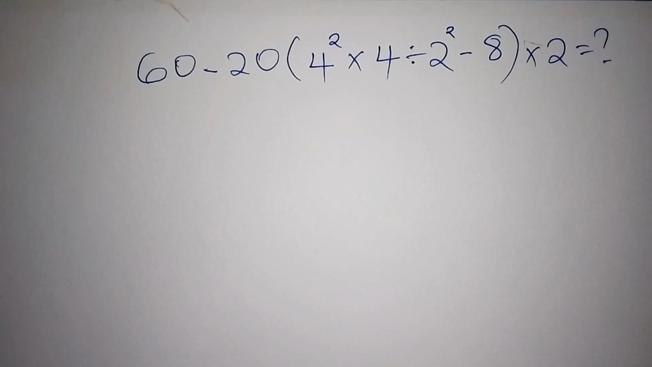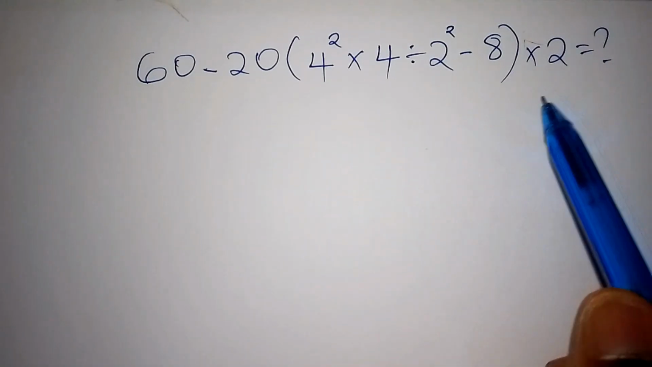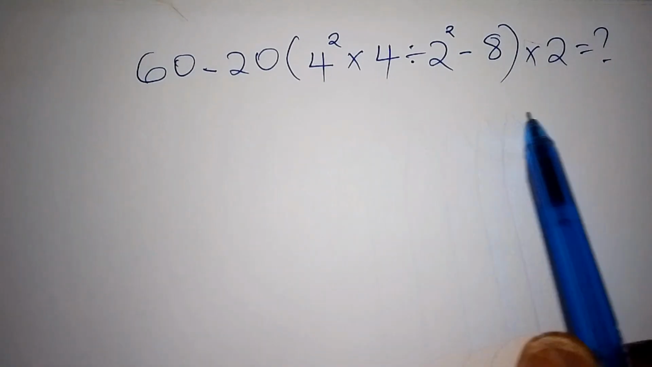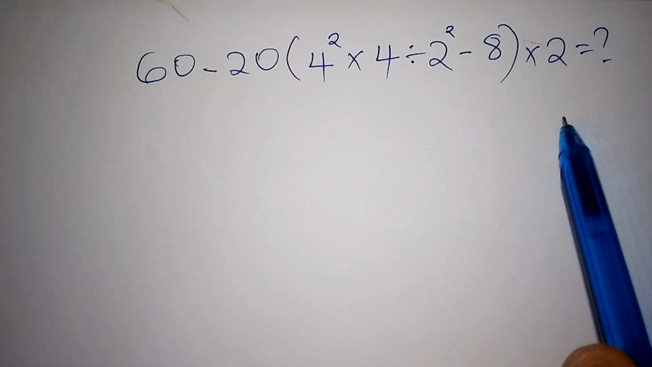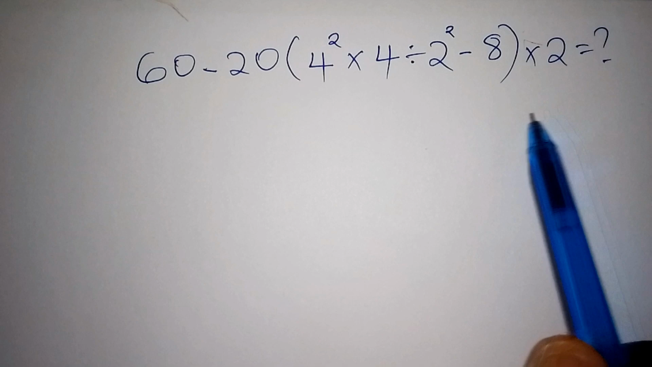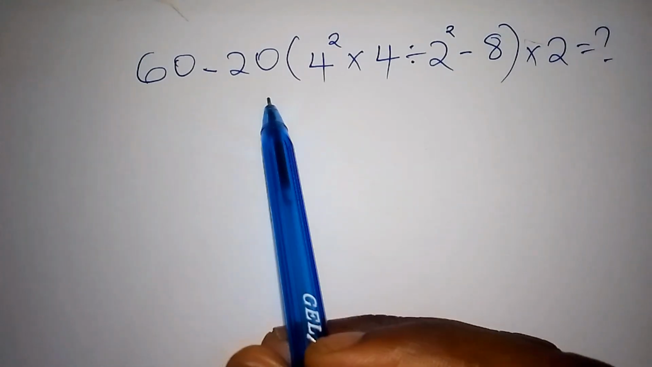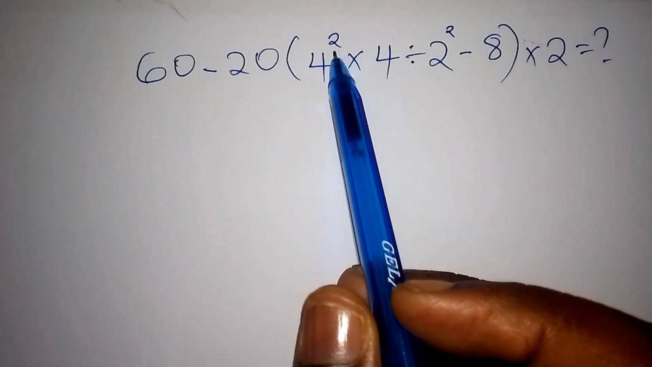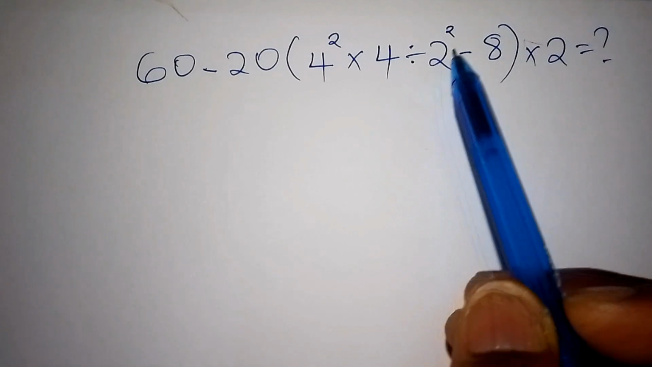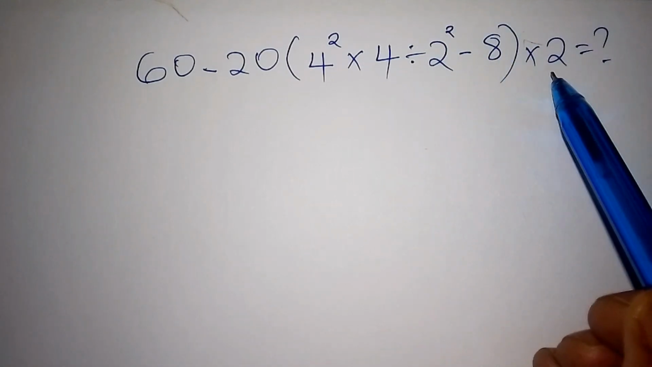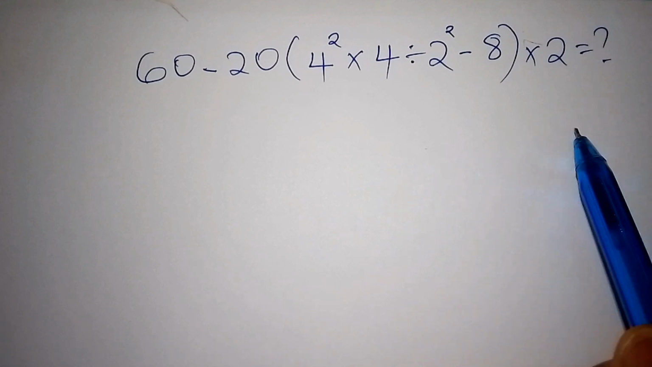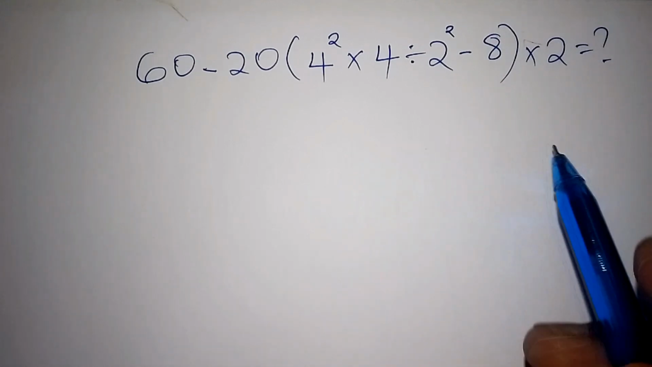Hello viewers, this maths problem might seem easy, but the moment you make one particular mistake when solving it, you are done. So I want us to solve this maths problem and make sure you watch this video up to the end. So we have 60 minus 20 into the bracket 4 to the power of 2 times 4 divided by 2 to the power of 2 minus 8, then all of them close the bracket, times 2. If you know how to work it out, kindly share your answers in the comment section.